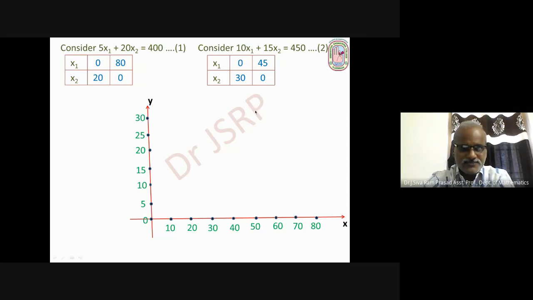Okay, right. So draw the first line. First identify this point: x1 = 0, x2 = 20. I take x1 on the x-axis and x2 on the y-axis. So the first point is (0, 20). With x1 = 0 and x2 = 20, that is on the y-axis. This is the point (0, 20).